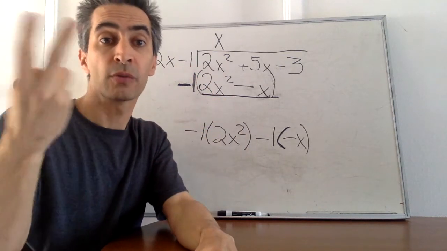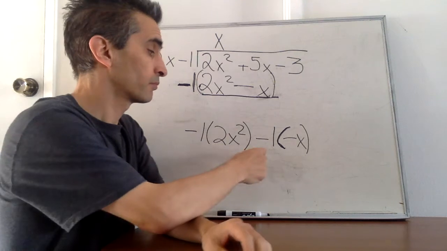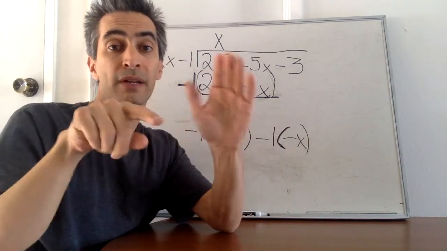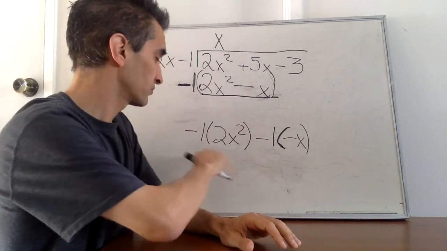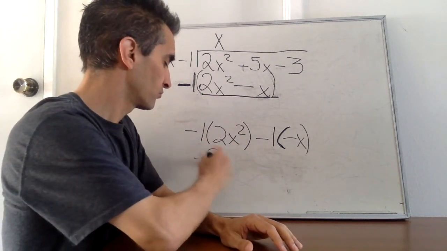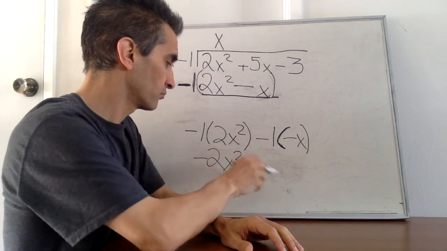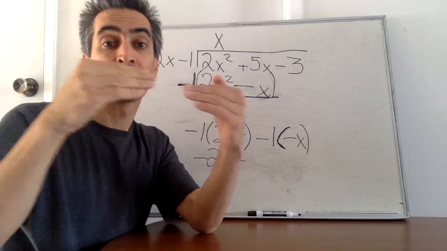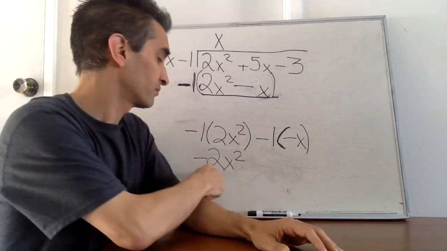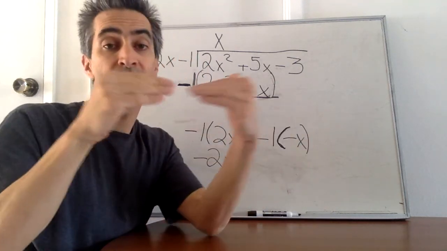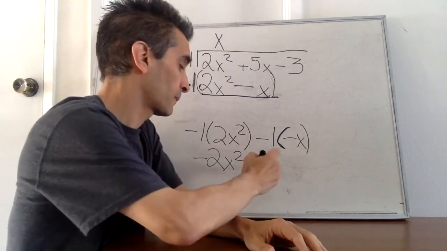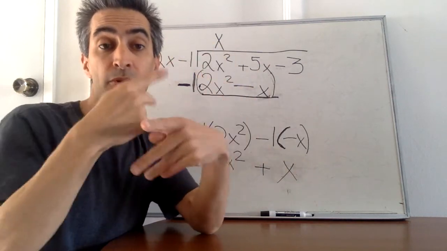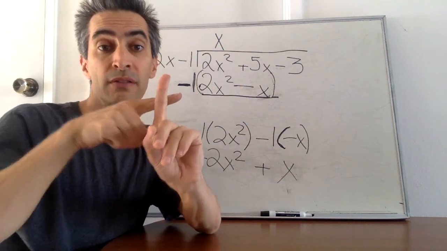That means -1 times 2x squared, and it also means I've got to multiply -1 by -x. -1 times 2x squared is going to be equal to -2x squared. Why? Because negative times a positive equals a negative. Then I've got -1 times -x, and that's going to equal positive x, because a negative times a negative equals a positive.